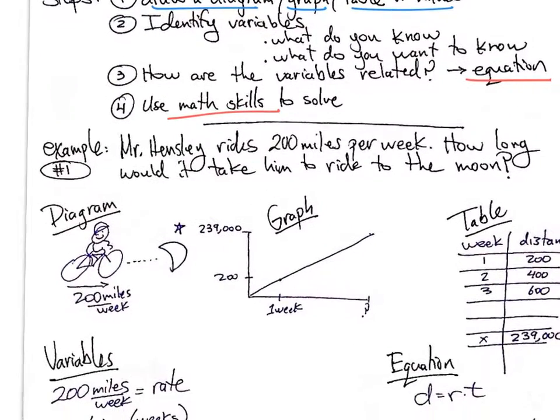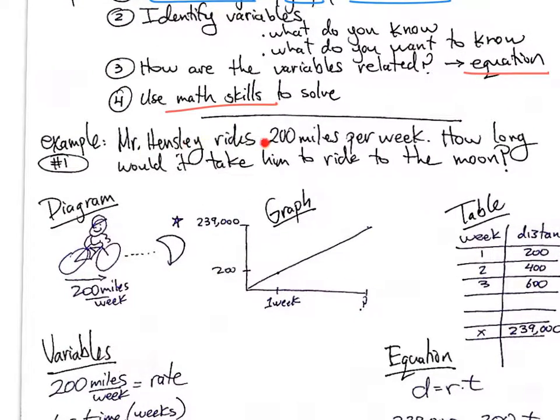So here is an example. Mr. Hensley rides 200 miles per week, for the sake of example. How long would it take him to ride to the moon, assuming that he could actually ride through outer space or whatever? So there's some sidewalk that goes to the moon, and he's got oxygen tanks. How long would it take him to ride to the moon if he rides 200 miles per week? Oh, and this information should have been there. The distance to the moon is 239,000 miles. I just forgot to write that in the question. Or maybe you knew that.